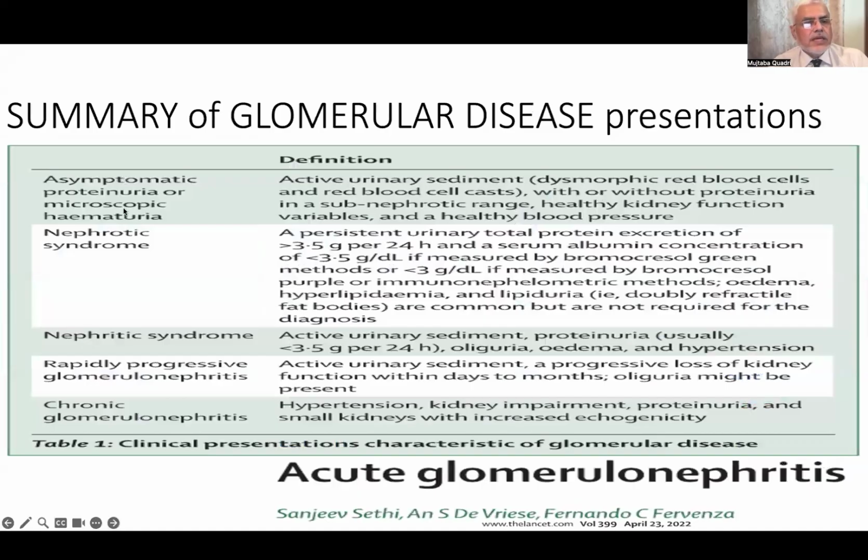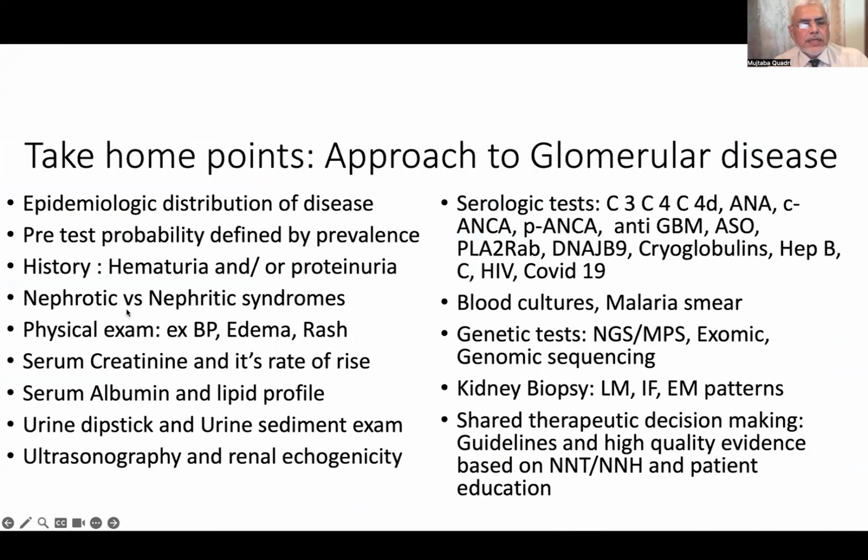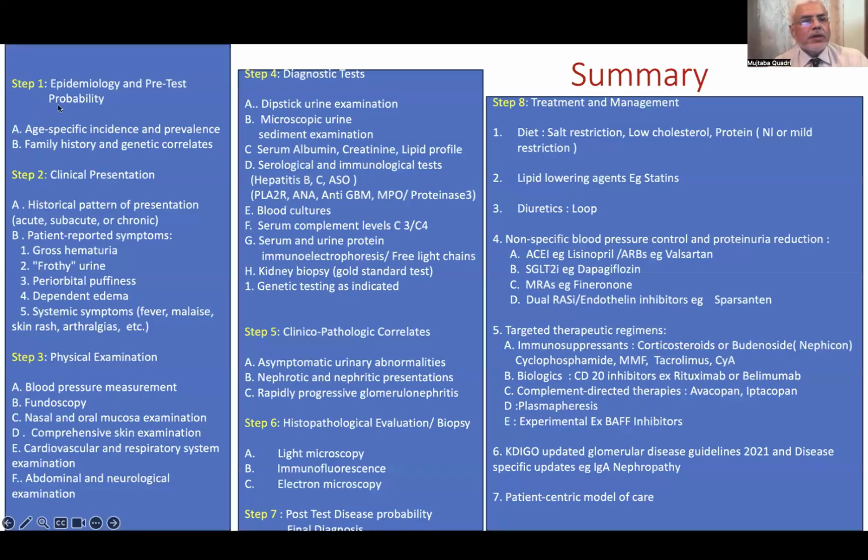So in general, you can present with asymptomatic proteinuria, microscopic hematuria, nephrotic or nephritic syndromes, rapidly progressive GN, chronic GN, and the take-home points have already been emphasized in terms of going through all this. And I would like to show this pictorial that starts off with epidemiology, pretest probability, which is age-specific incidence and prevalence, family history and genetic correlates, then look at the clinical presentation, the historical pattern, acute, subacute, or chronic, and patient-reported symptoms like gross hematuria, frothy urine, periorbital puffiness, dependent edema, fever, malaise, skin rash, arthralgias.